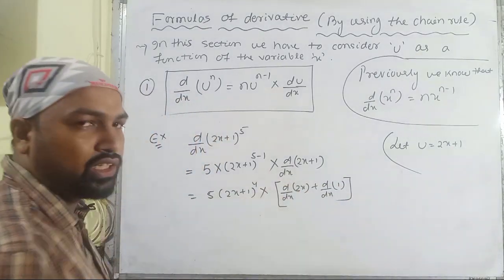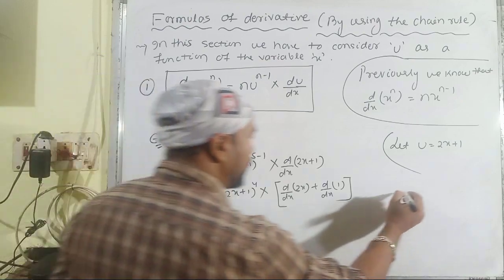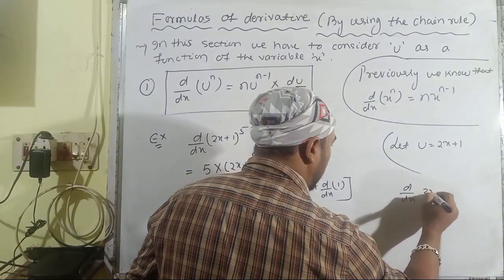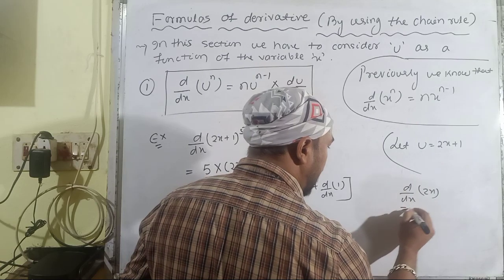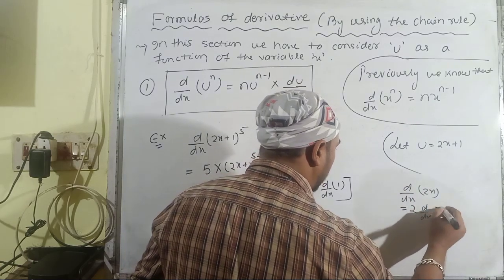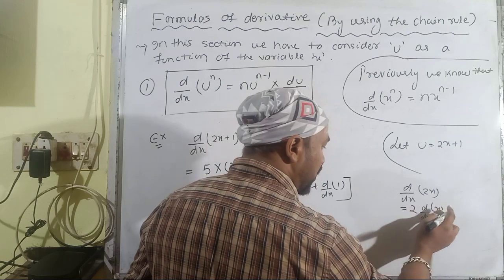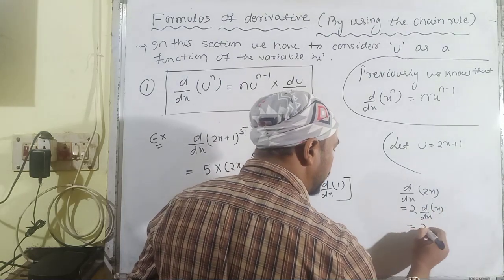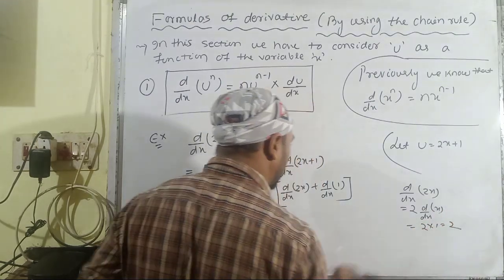Differentiation of 2x is 2, because in 2x, 2 is a constant, so taking it outside of the differentiation process, it will be differentiation of x with respect to x. Differentiation of x with respect to itself is 1, so 2 into 1 is 2.